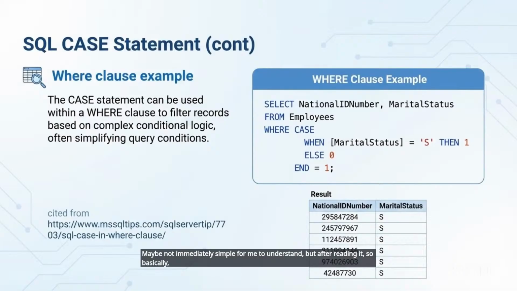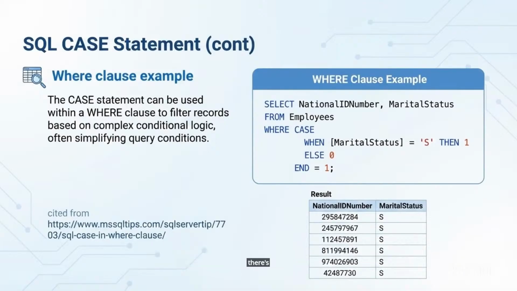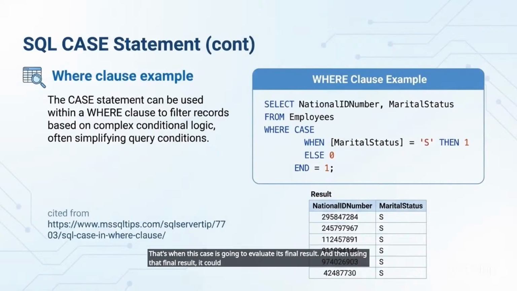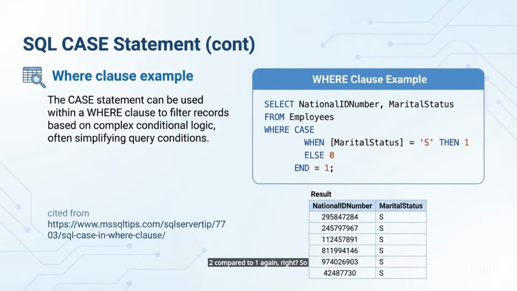Okay, this is maybe not immediately simple for me to understand, but after reading it, basically the case in here is there's maybe multiple types of marital status in these columns, and as long as it's S, then it wants to evaluate to 1, right? And so you can see that at the end, when they say the end keyword, that's when this case is going to evaluate its final result. And then using that final result, it could be either 1 or 0, to compare to 1 again, right?